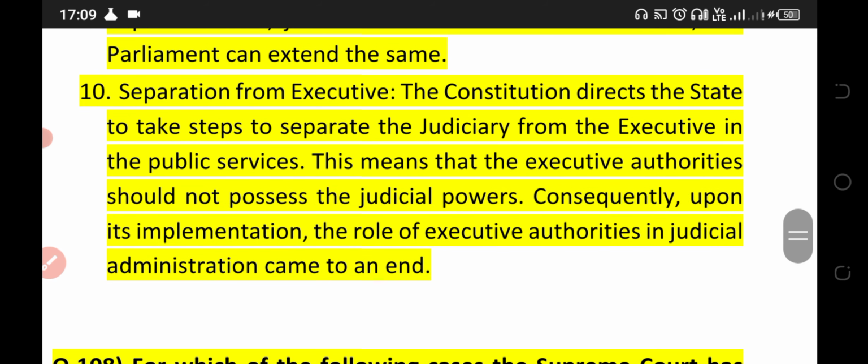Separation from executive. The Constitution directs the state to take steps to separate the judiciary from the executive in the public services. This means that the executive authorities should not possess judicial powers. Consequently, upon its implementation, the role of the executive authorities in judicial administration came to an end.